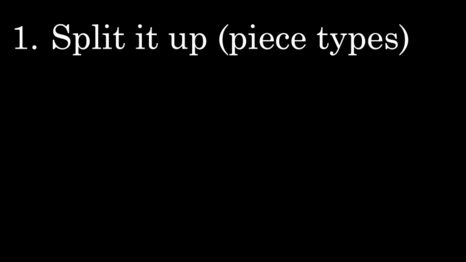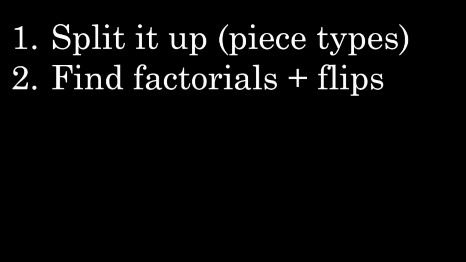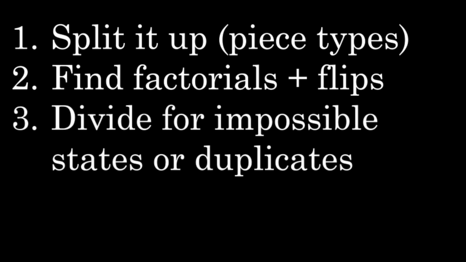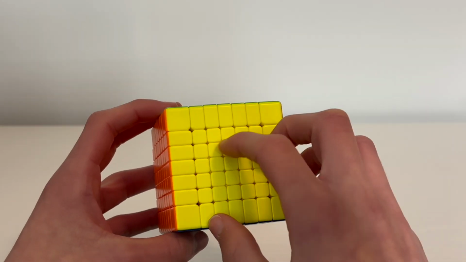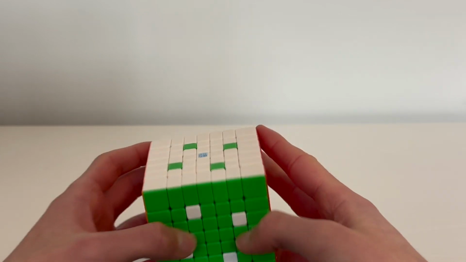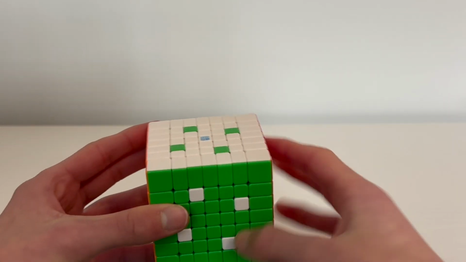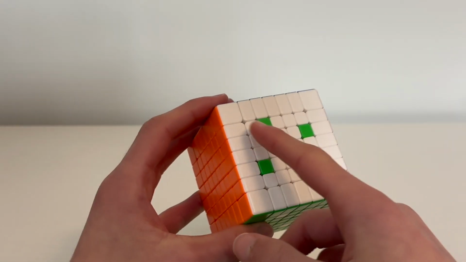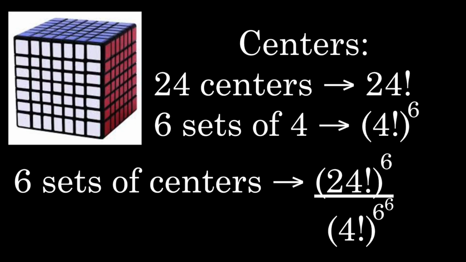For each cube, we split it up into individual piece types, take the amount of each piece and find the factorials, and finally divide for any parities, identical pieces, or unfixed rotations. Let's try this on the 7x7. It has 10 piece types, 11 if you include the fixed centers. If we start with the 6 center sets that can move, we can see that each kind will have the exact same equation as on 4x4. There are 24 total and 4 identical ones on each side. This makes things a lot simpler.